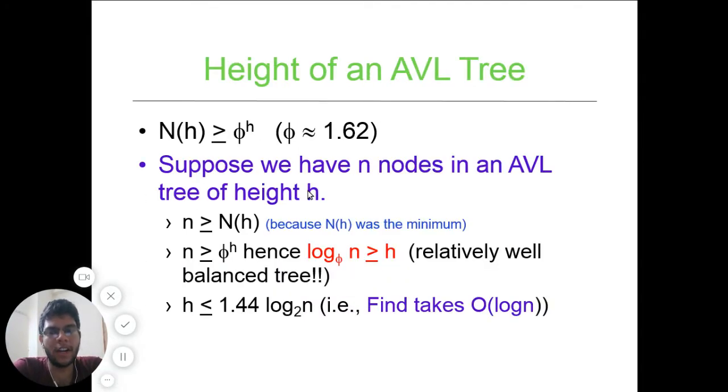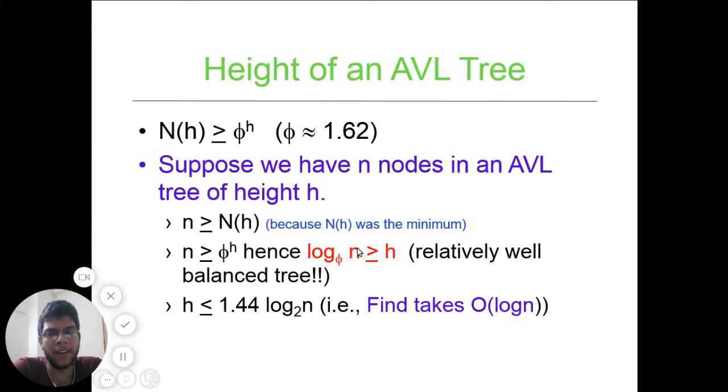So what we saw is that for an AVL tree, n of h is greater than or equal to phi to the power h. The minimum number of nodes in a tree with height h is greater than or equal to phi to the power h. Suppose we have n nodes in an AVL tree of height h. What we know is that this n is greater than or equal to n of h, because this was the minimum number of nodes for height h. So n is greater than or equal to phi to the h.